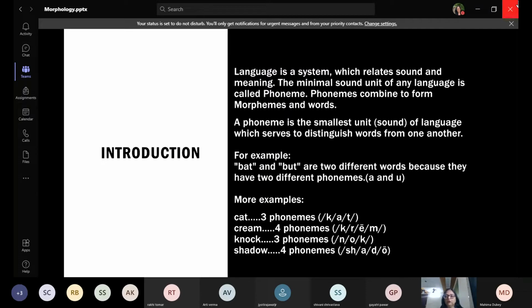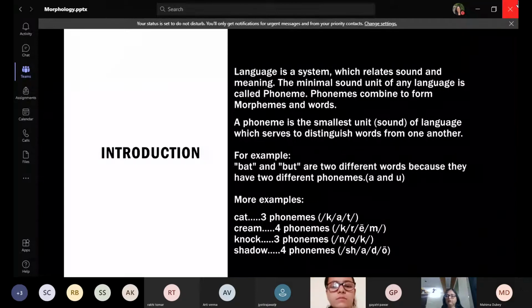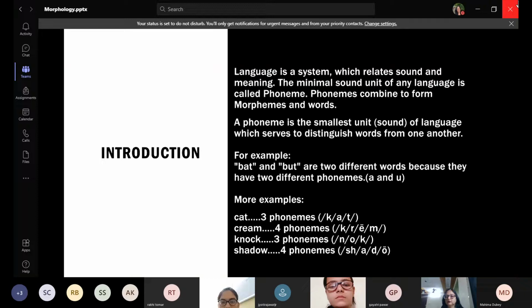The minimal sound unit of any language is called phoneme, right? This we had done in our third sem, phonology. Phonology is a study of the smallest minimal sound unit. It may not have any meaning. Any sound that is used in a word or in a language, that is phoneme. Now these phonemes, when they combine together, they form morphemes and words.